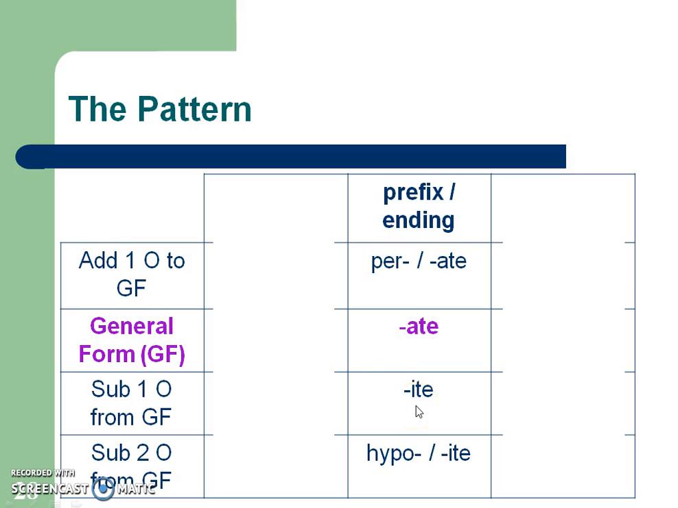If we take one oxygen away, the sub is subtracting. If I'm taking one oxygen away from the general form, I'm going to change it to ite. If I take two oxygens away from the general form, I'm going to add a prefix hypo and change the ending also to ite, or keep it from the -1. And if I add an oxygen to the general form, that's what the GF is, the general form, I'm going to add a prefix per and keep the ate.